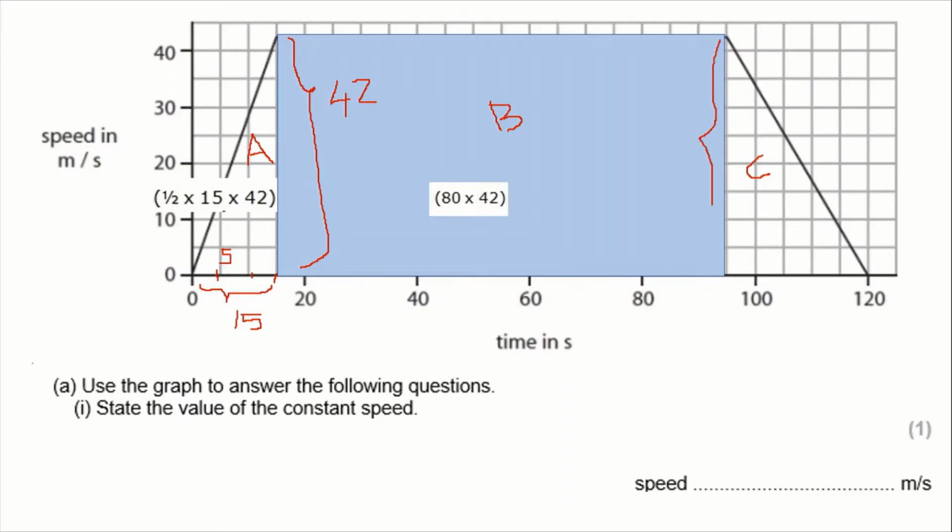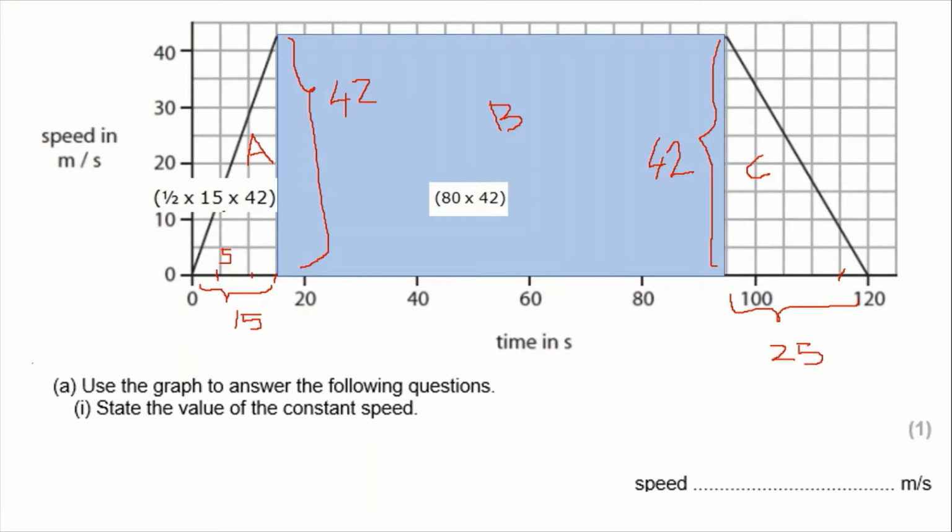So when you take area C, it also has the same height, which is 42. What about the base? 1 square represents 5. So how many squares do we have here? 1, 2, 3, 4, 5. So it's 25.